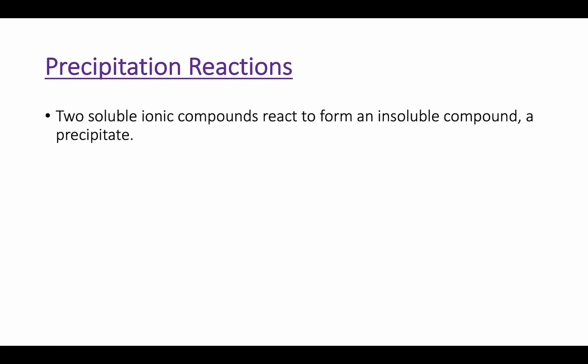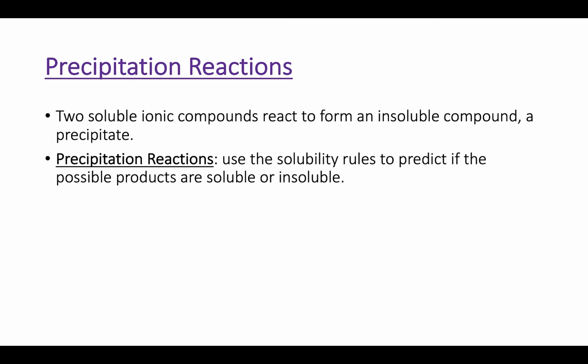Okay, so precipitation reactions occur when we have two soluble ionic compounds that react to form an insoluble compound. Basically this means we're going to form a solid precipitate in solution. This is one of the classes of reactions that we're studying. Precipitation reactions will use these solubility rules.